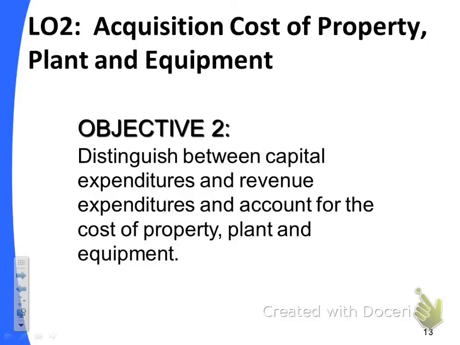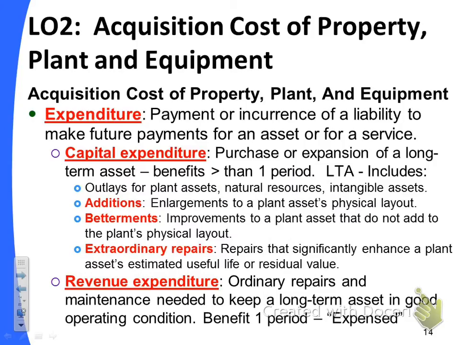So in Objective 2, we're going to look at the difference between capital expenditures and revenue expenditures, define them, and look at how we're going to cost out some property, plant, and equipment. First of all, an expenditure is the payment for or incurrence of a liability. So you can either pay for or owe money to purchase an asset. We can categorize our asset acquisitions as either capital expenditures or revenue expenditures.